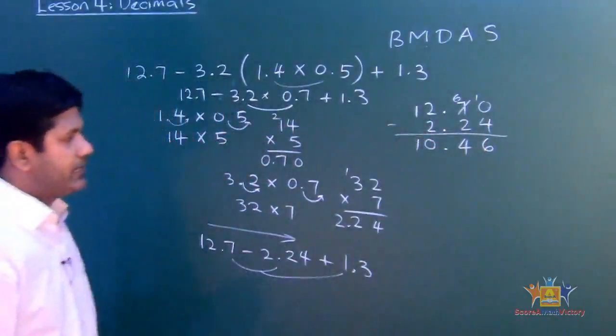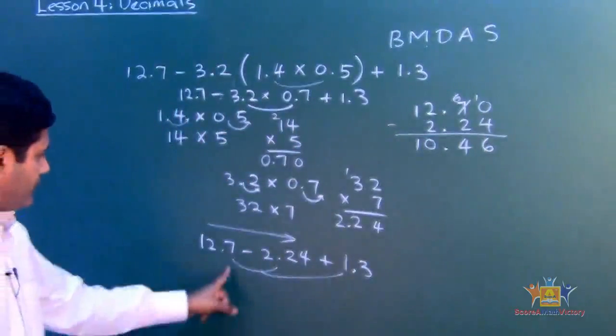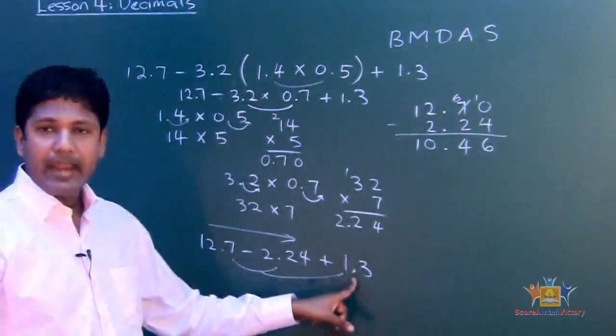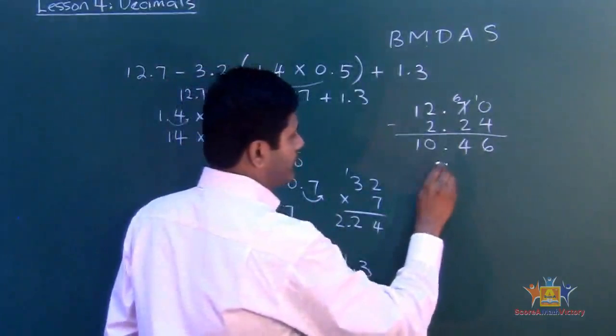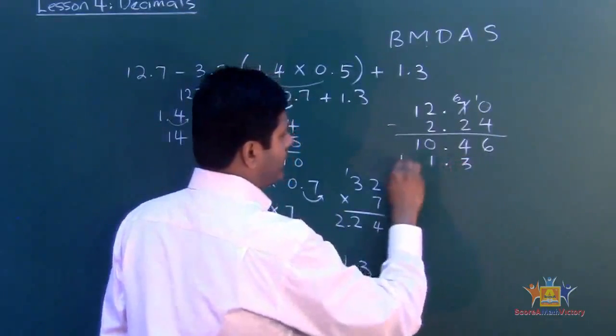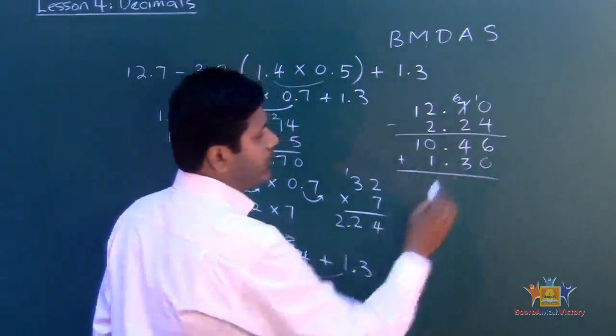So that becomes 10.46 for this part. Now we're going to add that with 1.3. So I grab the decimal, line that up with there. Then I put 1 here and 3 there, and then I just add them. Okay, I can put a 0 behind it.